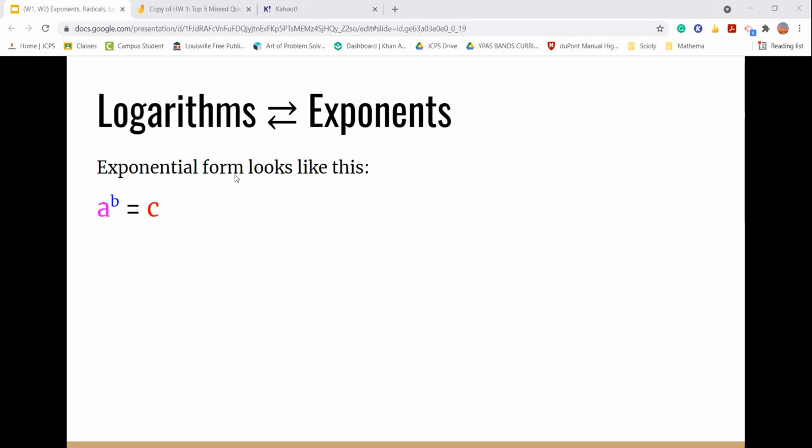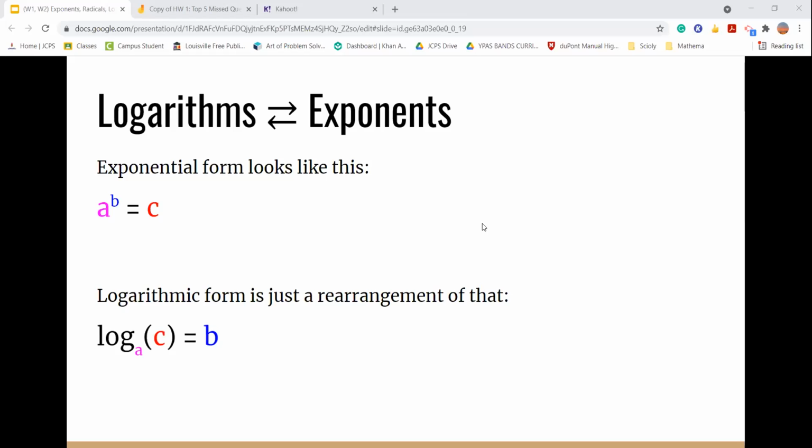Okay, so just a reminder, exponential form is when you raise something to a power. So like a to the b power equals c. The logarithm is just a rearrangement of that. So log base a of c equals b. This is just reinforcing what we just said. Or you could just think of it as a raised to the b power equals c. So yeah.